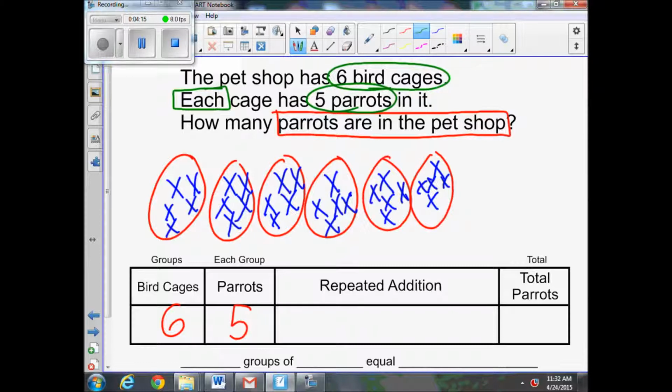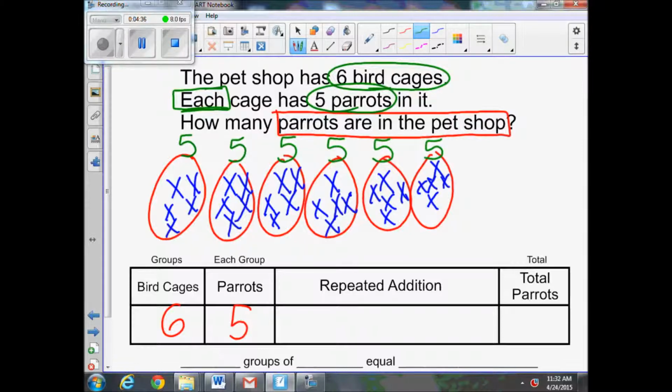Let's look. In this first group, how many are there? 5. In this group there are? 5. How many? 5. And in this group there are? 5. And in this group there are? 5. And in this group there are? 5. And this group there are? 5. So in each group there are 5 parrots.